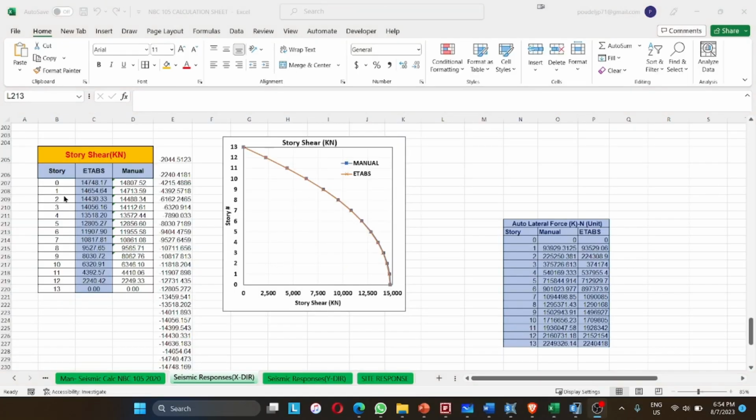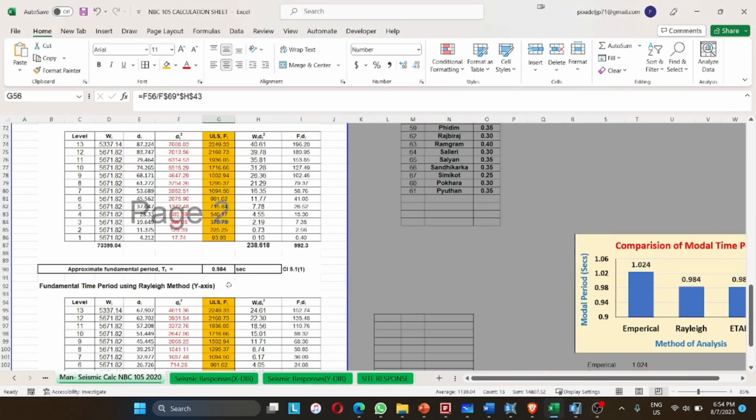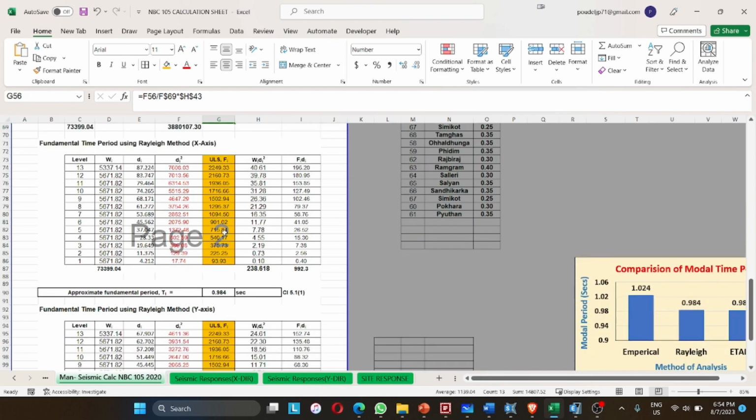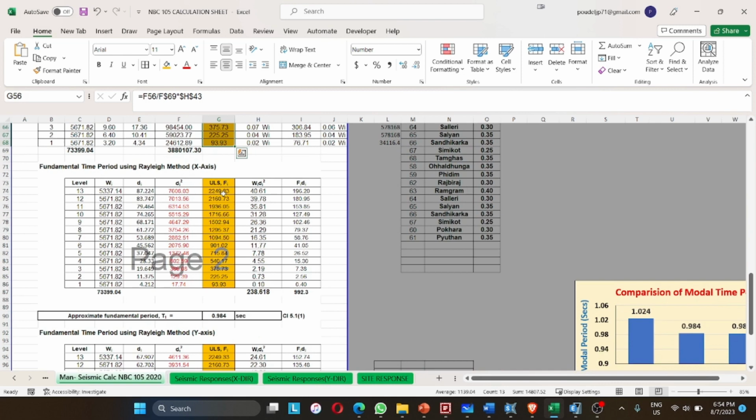So let me turn to the evaluation of story shear. If we look into the previous video for the calculation of story force and the time period of the structure by Rayleigh's method, here we see the story force for each story level, which is induced due to the equivalent static application of seismic ground motions, calculated here.